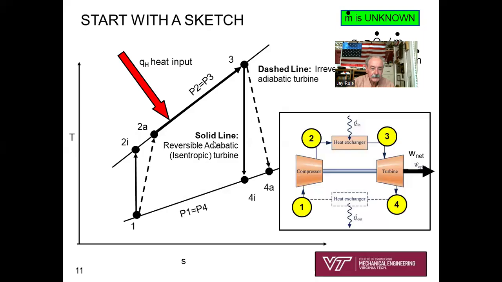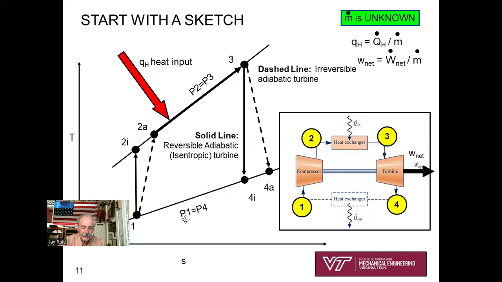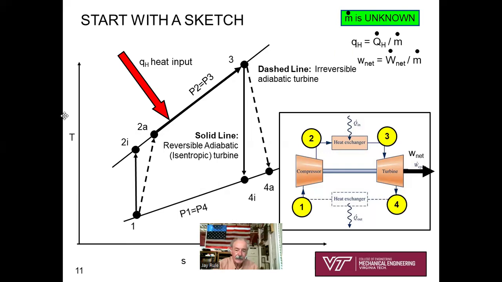Well, we're going to start with a sketch. Now, one thing in the given information was that m dot was not given. m dot is unknown, okay? But you're asked to find the thermal efficiency and the back work ratio, and you're going to be able to do that even without knowing what m dot is. So remember, you're going to be looking for little w net, kilojoules per kilogram, and little qH, kilojoules per kilogram. You've got some experience doing that, okay?